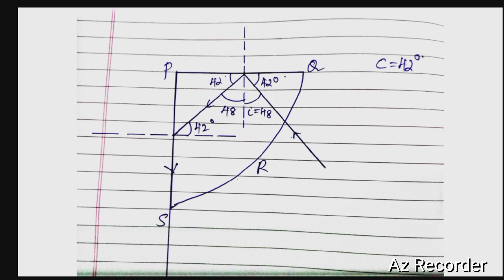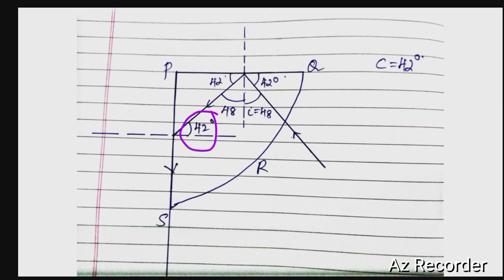In a similar fashion, since this angle is 48, we can calculate this as 42, that is 90 minus 48. Since these two lines are parallel and this is a transversal cutting them, and this angle is 42, we can conclude that the angle of incidence at the surface PS is equal to 42. Now this matches the critical angle. The critical angle is 42 and the angle of incidence at the surface PS is also 42.